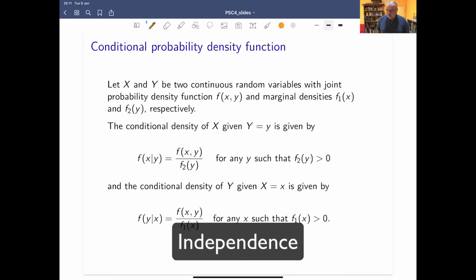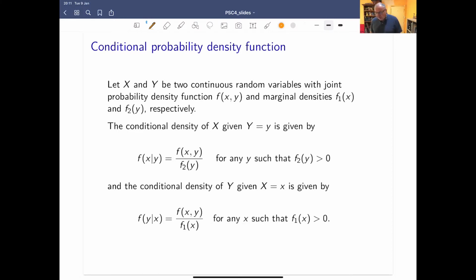Obviously, for this to be defined, we need that the marginal of y is greater than 0, so we're not dividing by 0. The same if we want the conditional density of y given x. We take the joint distribution and divide it by the marginal of x.